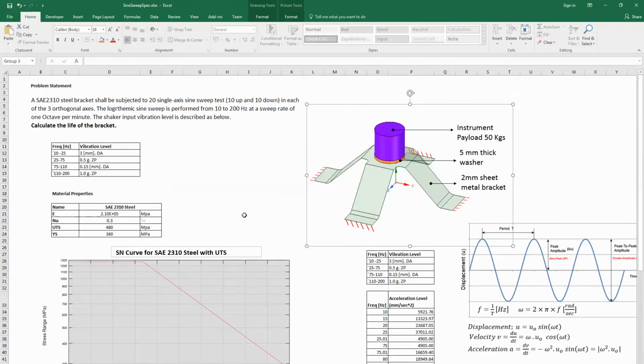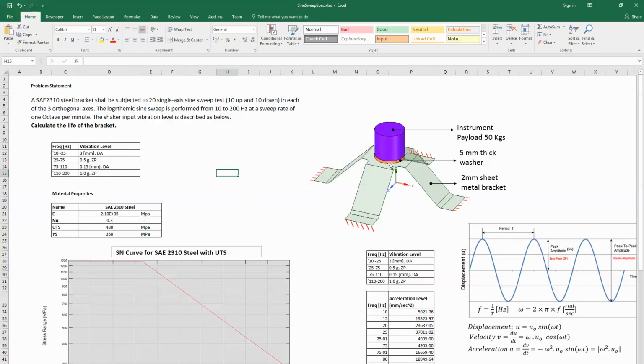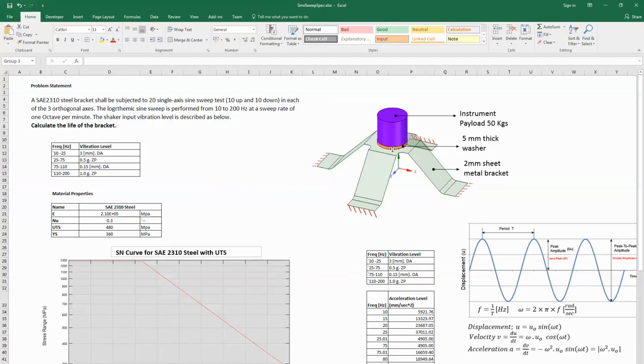Another important factor is the repeat counts. In our problem definition, it's shown that there is a 20 sine sweep. Okay, so 10 up and 10 down. Up means going from 10 hertz to 200 hertz. Down means coming down from 200 hertz to 10 hertz. In reality, if there are any bolted connections or welds, due to some kind of non-linearity, we may see the difference between sweeping up and sweeping down. But in the analysis world, harmonic analysis being a linear analysis, we can't capture any of the non-linear effect. So the result will be the same when we sweep up or sweep down.